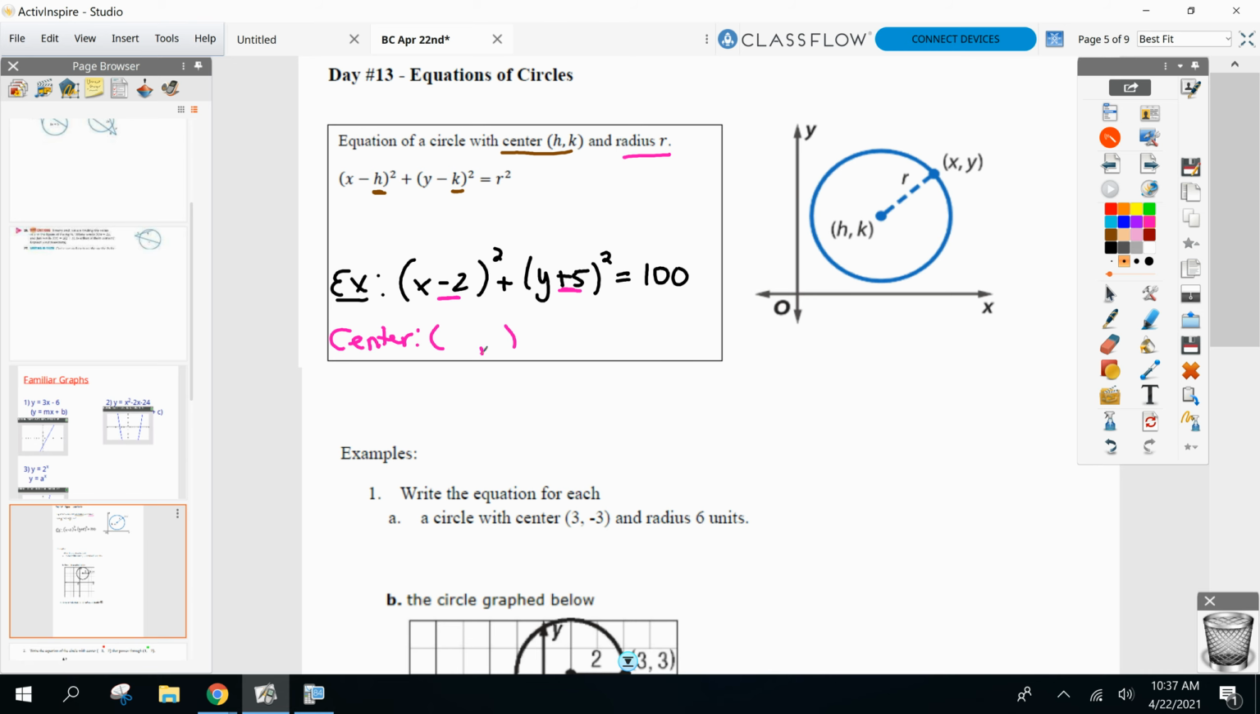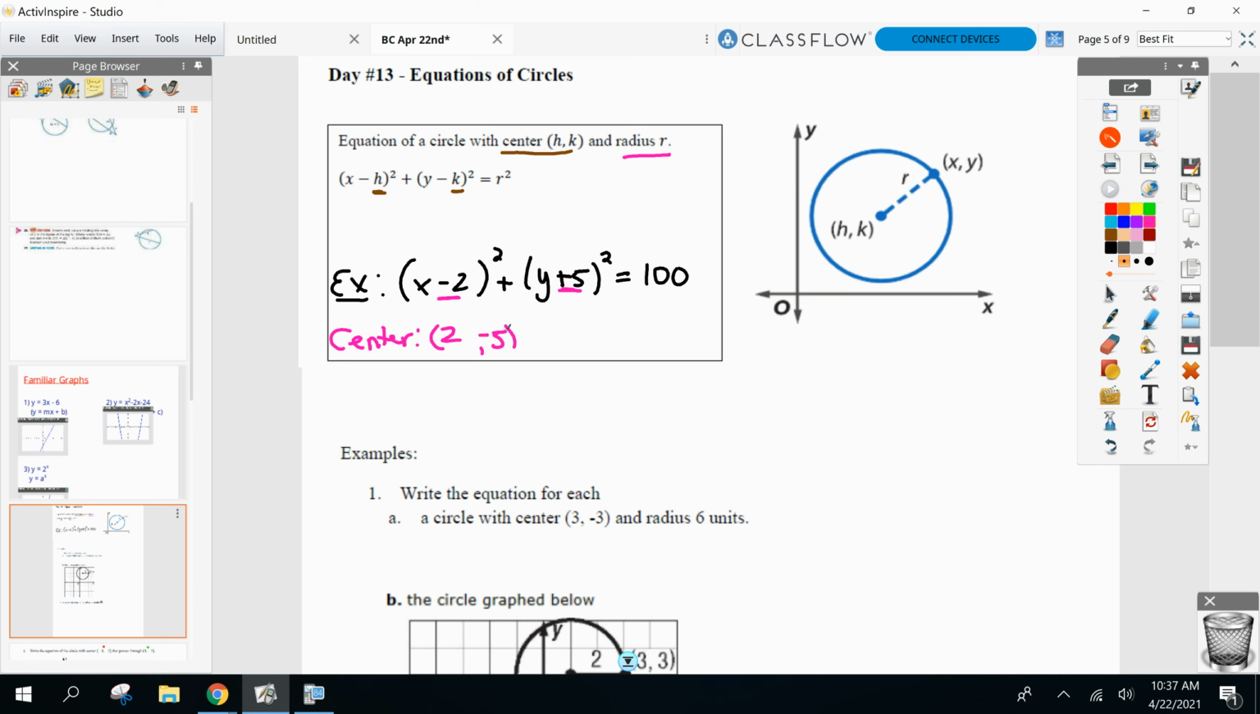What number is in for h? Well, remember the equation is x minus h. I have x minus what? What's in place of h? 2. So there's your x-coordinate of the center. Here's where you got to be careful. It's y minus k. So what number must I have plugged in for k for this to turn into a positive 5? Negative 5. So the center of this circle is positive 2, negative 5. That's where the center lies.